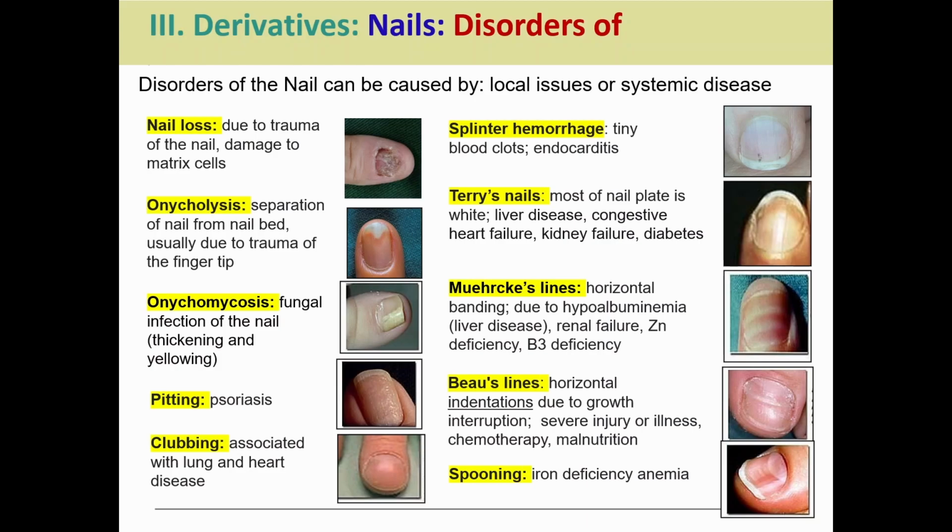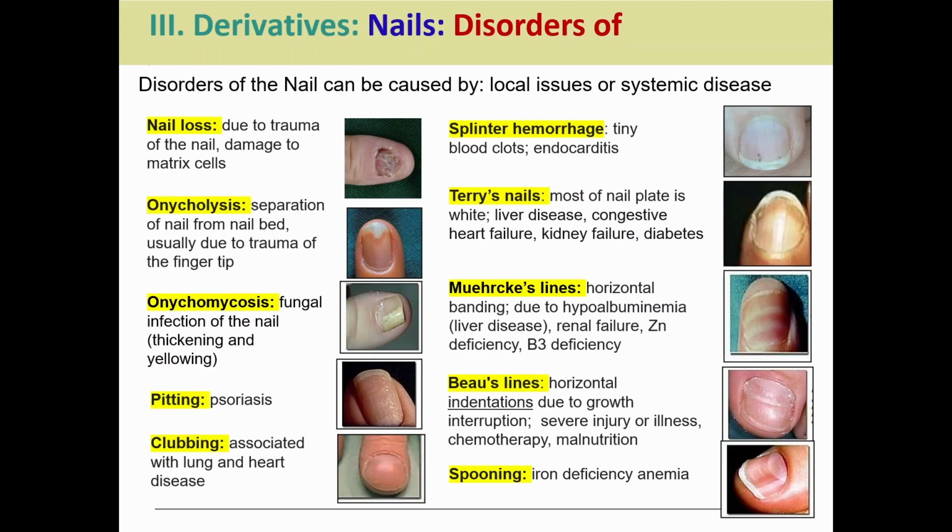Onychomycosis, this is a fungal infection. So when someone gets toenail fungus, right, something like that, you see a yellowing and a thickening of the nail, and this can be treated in various ways. It can be treated topically with some sort of cream or liquid, or it can be treated with oral medications depending on the type and depending on the severity.